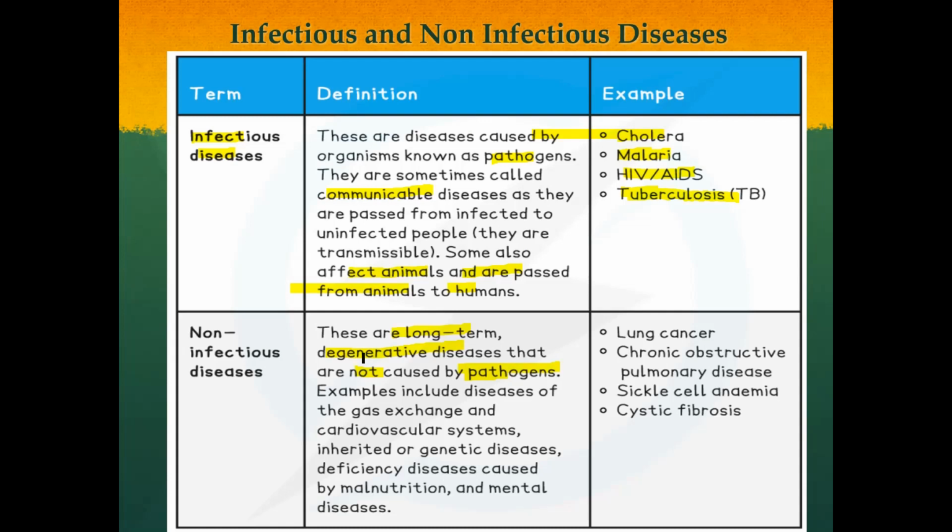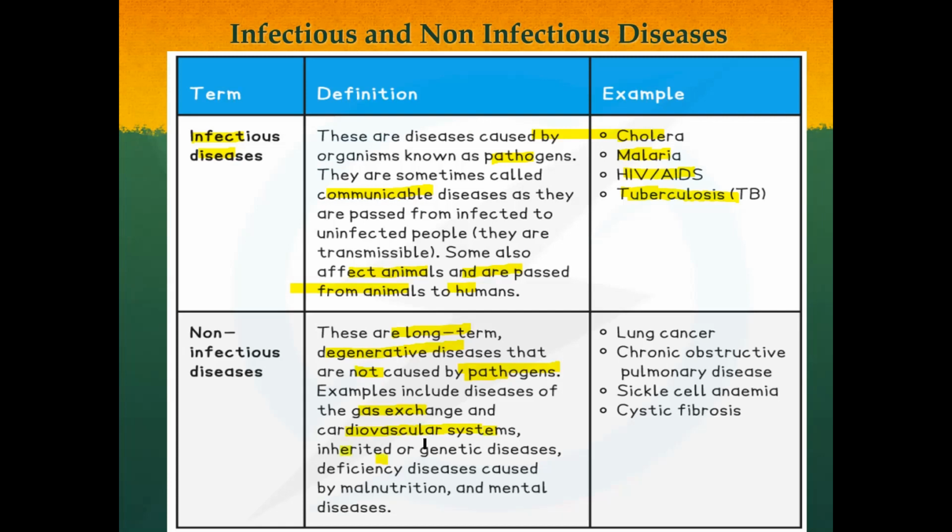Then lung cancer. These are not caused by any pathogens, right? These are basically lifestyle diseases. A person is smoking, so he's suffering from these diseases. These are not caused by infections, and they are not transmissible, right? That person will not be able to infect any other person because of these. Other than that, cardiovascular diseases as well, like atherosclerosis. So these are non-infectious diseases.